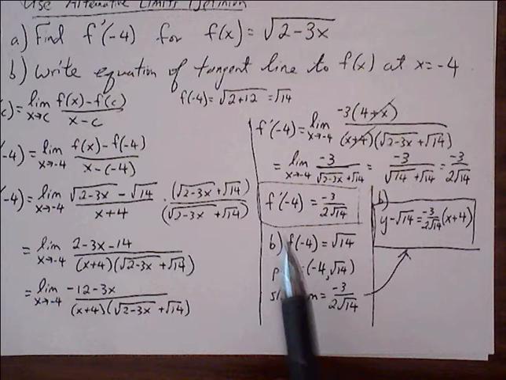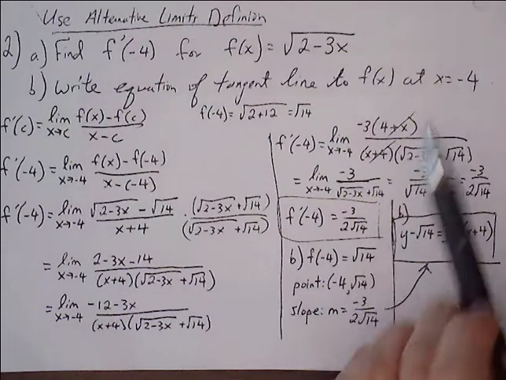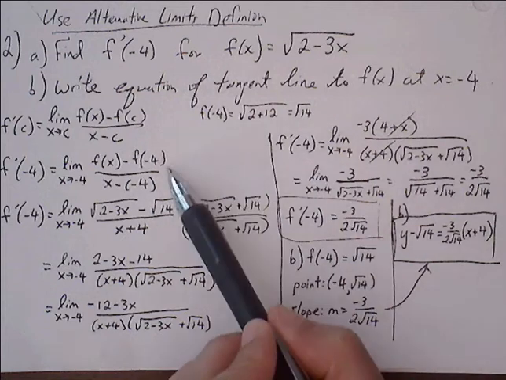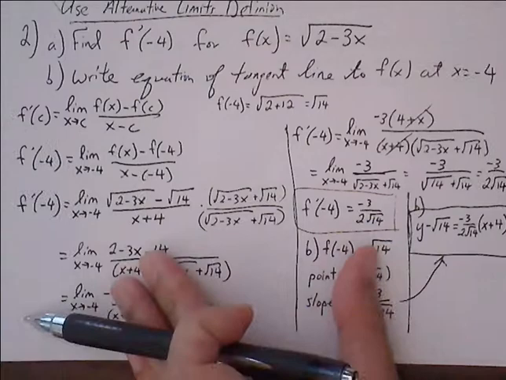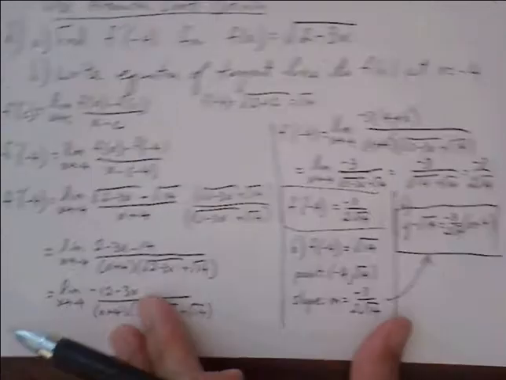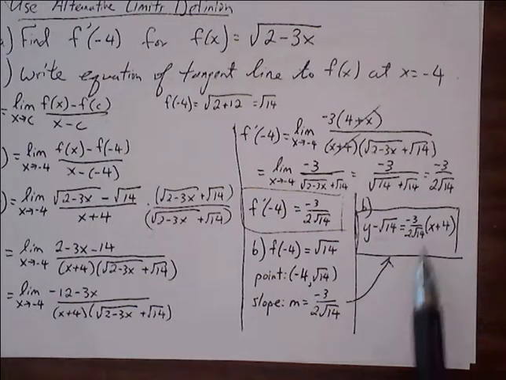The next thing is finding the ordered pair. So at -4, if we plug -4 into the original function, we get root 14, which we've used as part of our definition. So we have our ordered pair, which is -4, root 14. We have our slope, which is -3 over 2 root 14. So once we have our point and our slope, we can create our tangent line equation in point slope form.